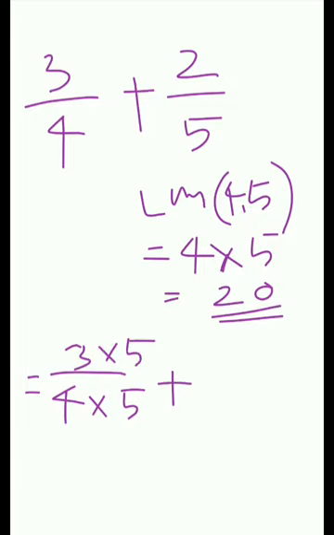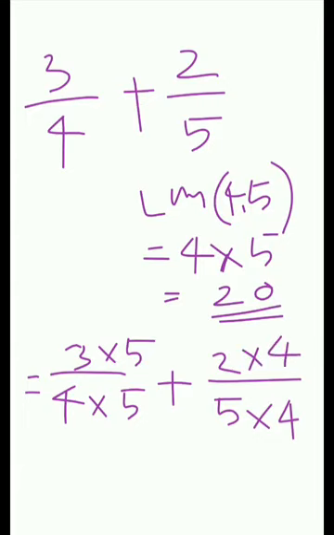Plus, take the next fraction, it is 2 by 5. In this fraction, the denominator is 5. Which number should we multiply with 5 to get 20? 4. Because 5 into 4 is 20. And that number we will multiply with the numerator also.